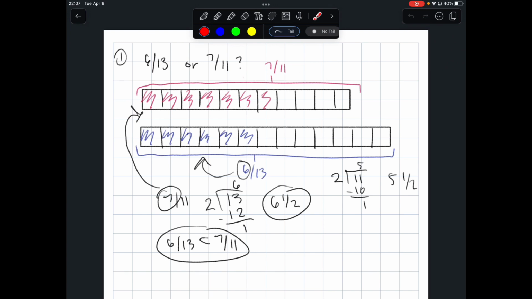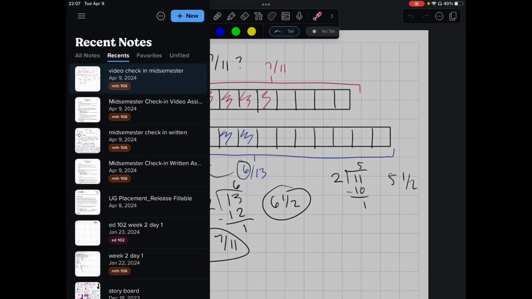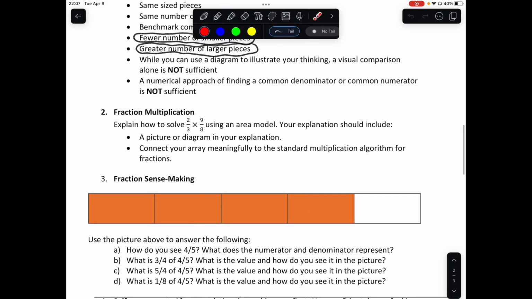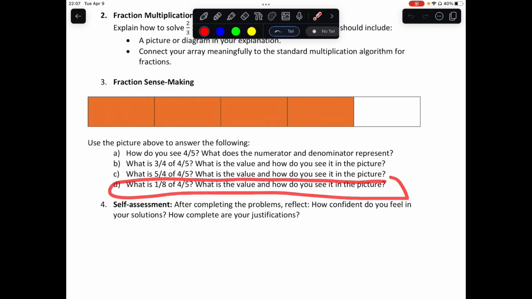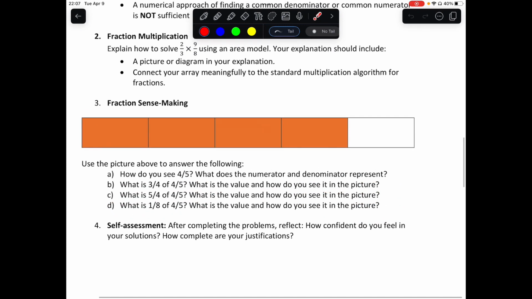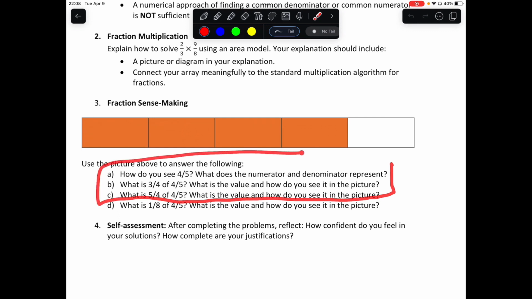And I think I did a pretty good job explaining that just because the denominator is bigger doesn't mean that the fraction is going to be bigger. But I think I did pretty well with the array model. That's actually the one that I'm most confident in. The only one that I'm not really confident in is D of 3. I'm pretty confident in all of the above though. So, thank you.